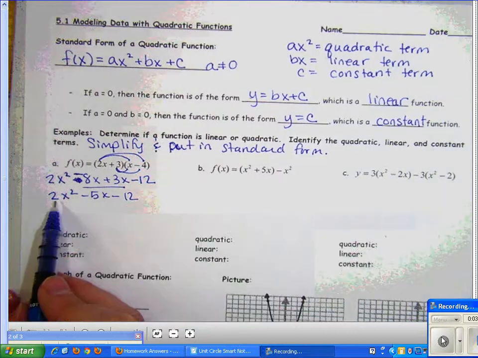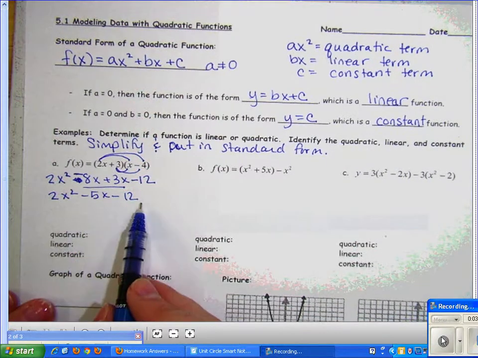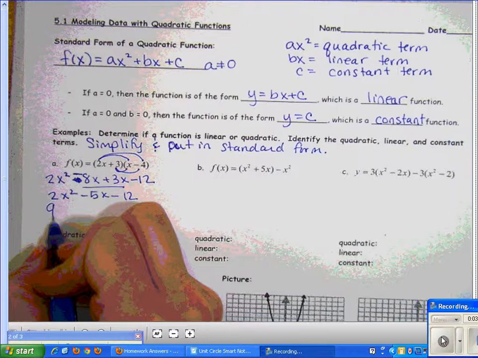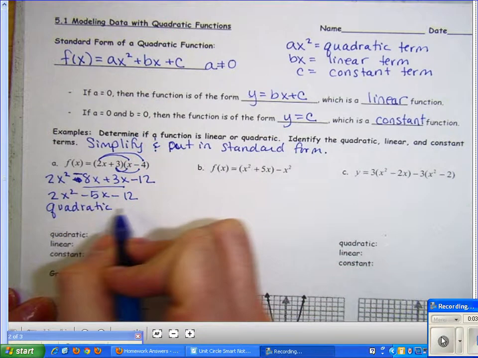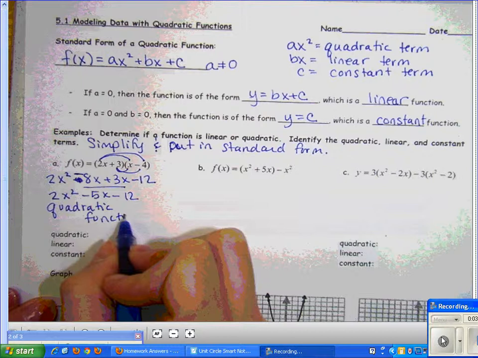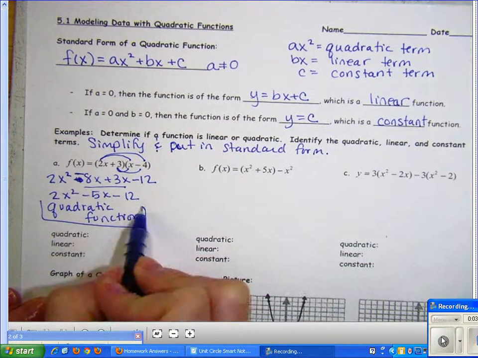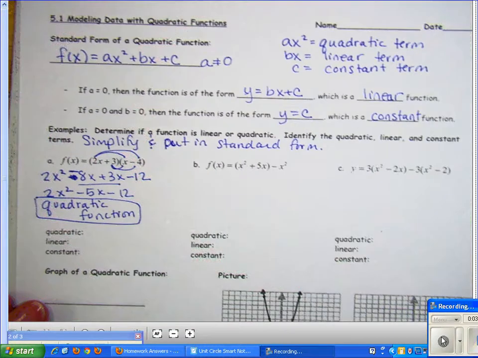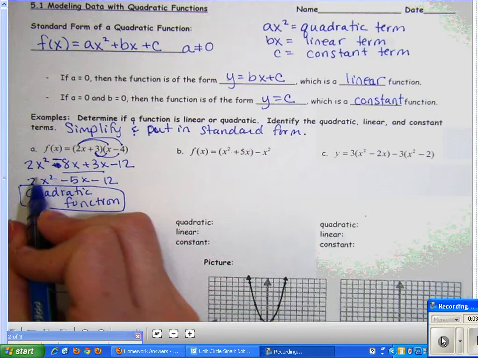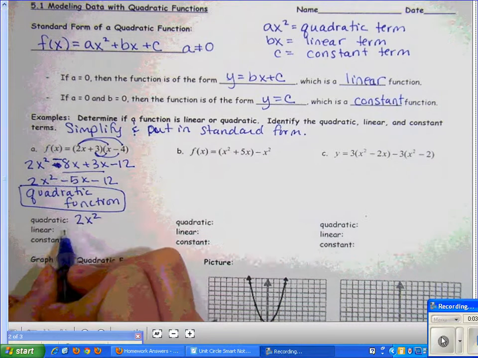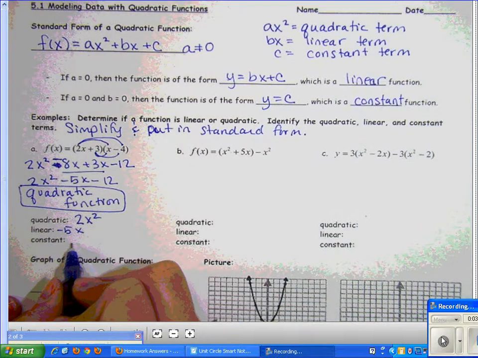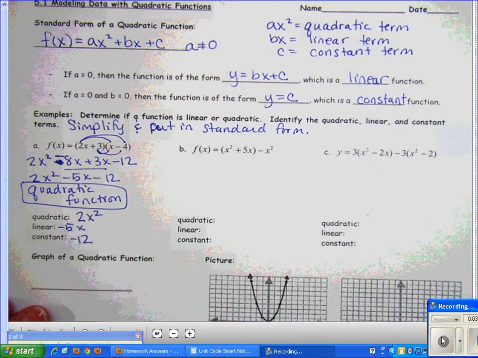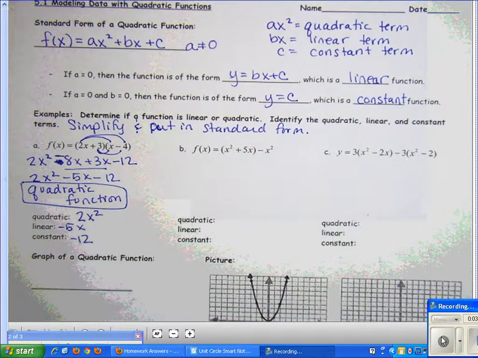Now this is my quadratic term, this is a linear term, and this is constant, so it's in standard form. Everything's combined, so I know that this is a quadratic function. Now I need to identify my quadratic, linear, and constant term. So my quadratic term is this term right here, so I write down 2x squared. The linear term is negative 5x, and my constant term is negative 12. So what I would do right now is I would push pause and see if you can do B and C on your own, and then unpause it, and I'll work it out.